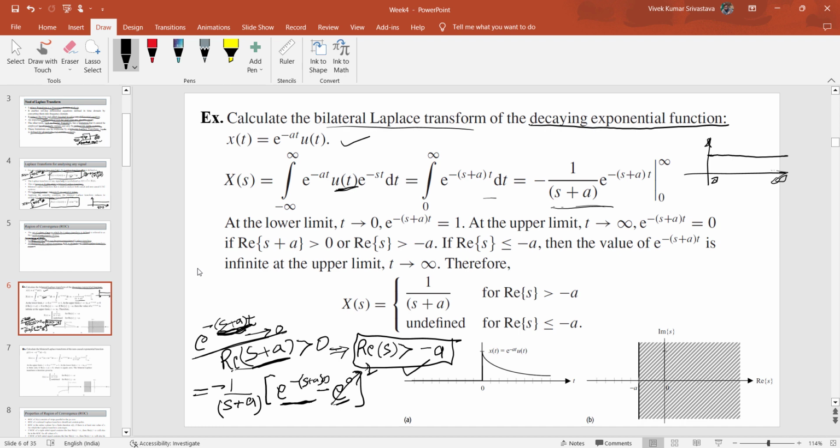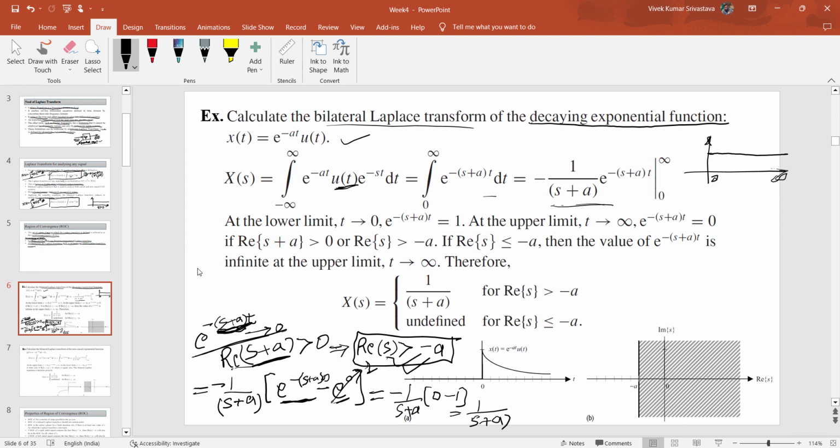So this defines basically the region of convergence, and that's how we can calculate the region of convergence for other signals as well. So now if we evaluate this, it will be equal to minus 1 over s plus a into 0 minus 1.